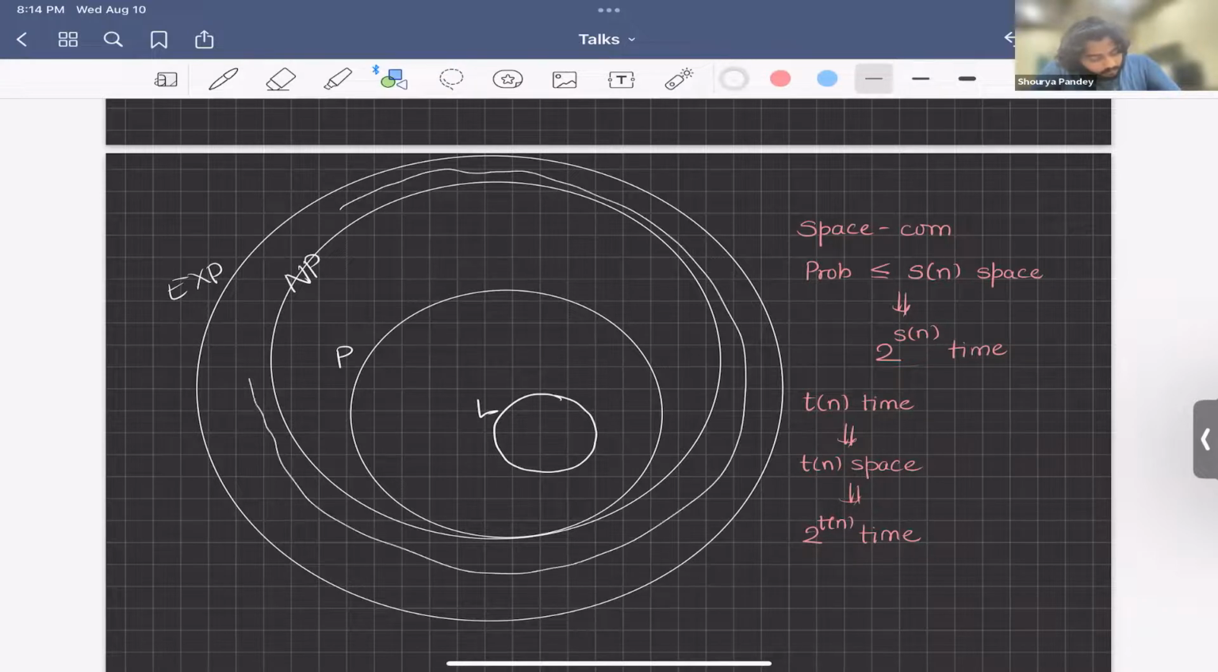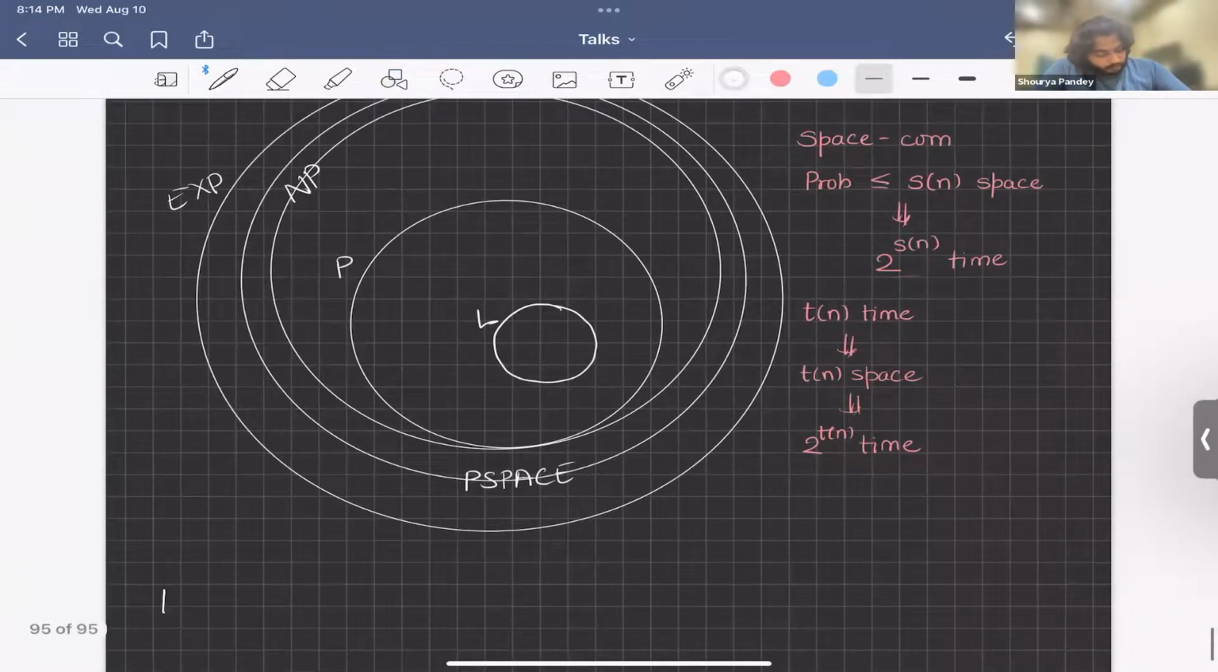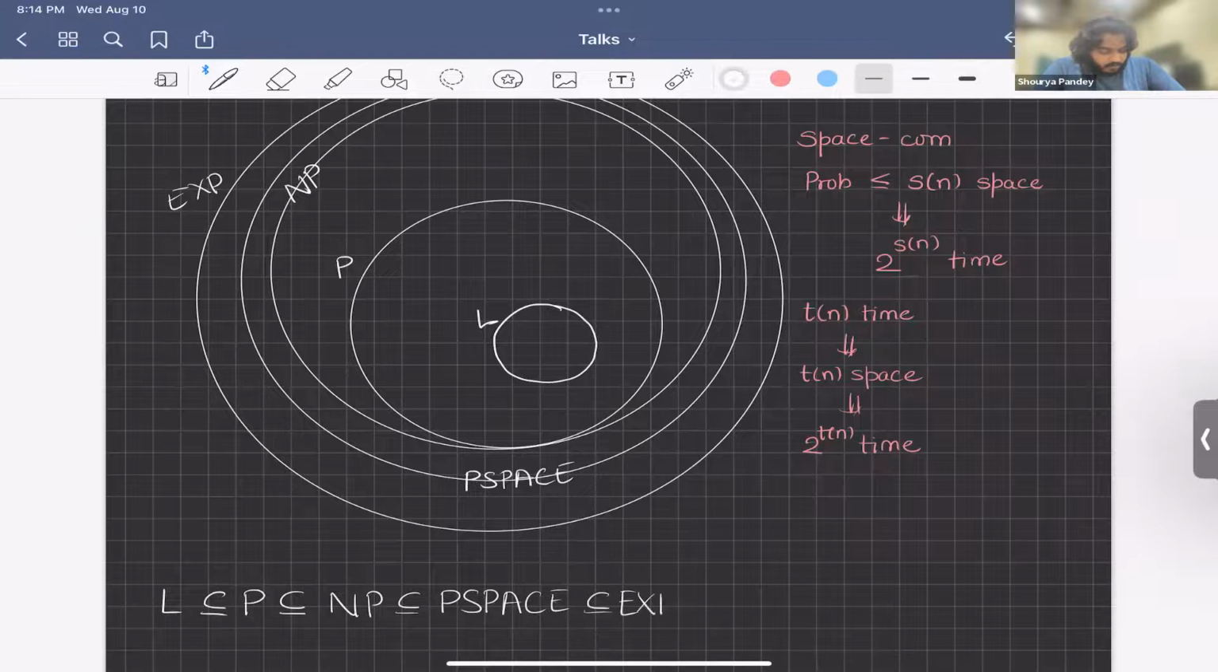And then there's another class of problem called polynomial space, which is here. So we know these sort of inclusions. L is in P, is in NP, is in PSPACE, is in X.